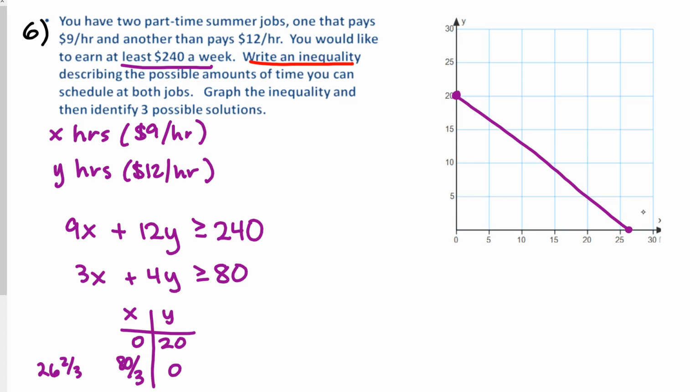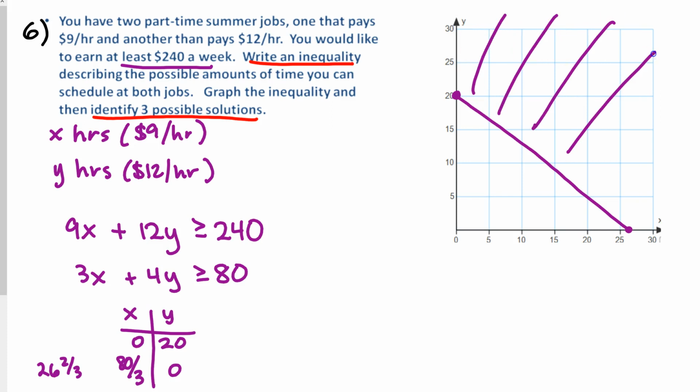And then to finish the problem, the last thing we need to do is identify, oops, I didn't finish the graph, did I? I have to shade. Which way am I going to shade? What happens if I test 0, 0? 0 plus 0 greater than or equal to 80. Nope, that's false. Of course, you can't work 0 hours and make any money, so we're going to shade above.